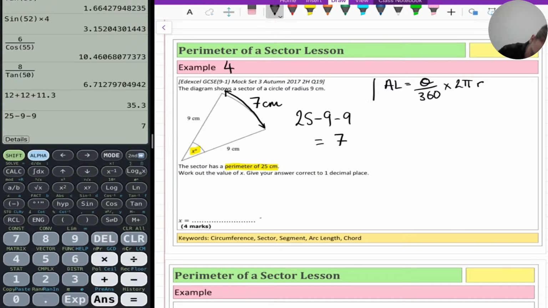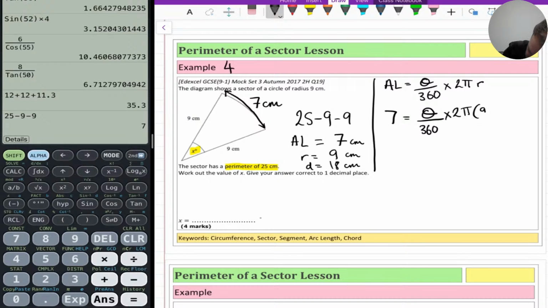Now when we're working backwards, we need to follow the same rules, don't we? We need to write down a formula, substitute in everything we know, simplify, and then solve working backwards. Now the two things I know are my arc length. I also know that my radius is equal to 9, and my diameter would be equal to 18. Now you don't need to know the diameter, but I'm going to write it down anyway. Now I'm going to substitute in. So my arc length 7 is equal to theta over 360 times by 2 pi times by r, which is 9.